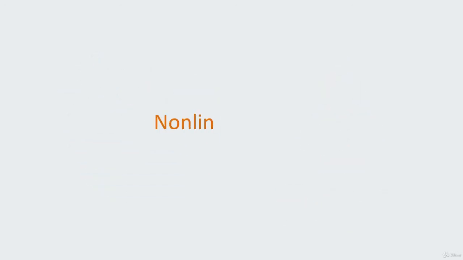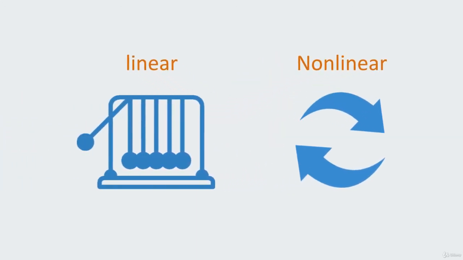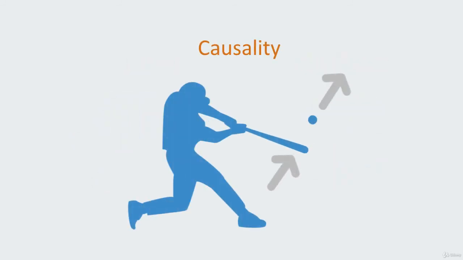The third section covers the theme of nonlinear causality, a recurring theme across all of the systems science. A major distinction between the analytical and synthetic approach is that between linear and nonlinear causality. In this section, we explore each and how they give very different conceptions to our understanding of cause and effect.